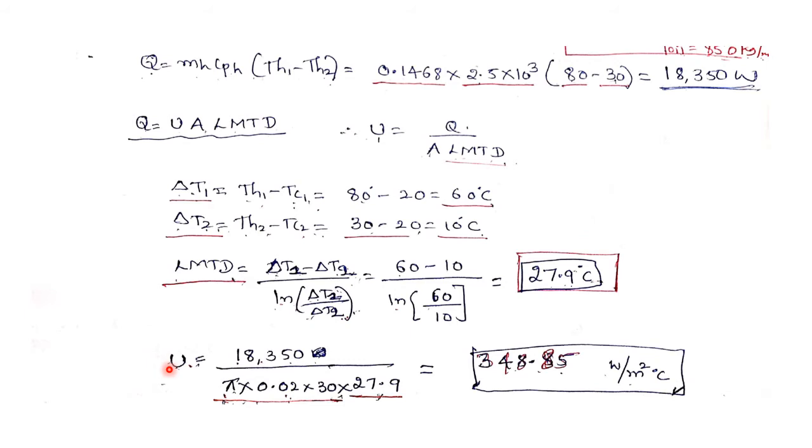So therefore overall heat transfer coefficient is given by Q divided by A. Q is 18,350 watt, already calculated here. A is the surface area of the tube, that is pi into D into L. Diameter they have given 20 mm, so I have substituted in meter, 0.02, into 30 meter length. LMTD is 27.9 we have calculated. So overall heat transfer coefficient is 348.85 watt per meter square degree centigrade.